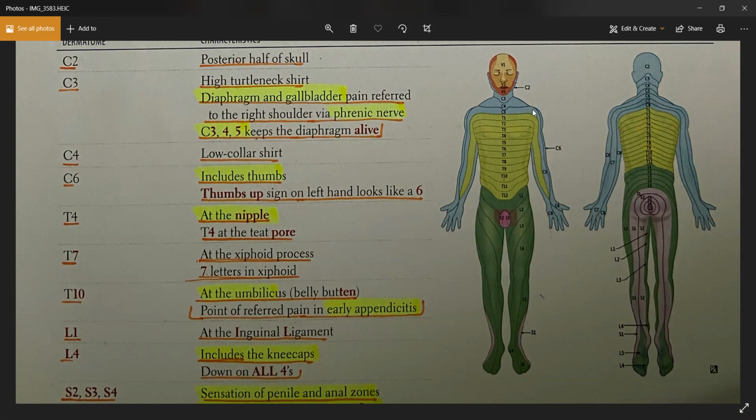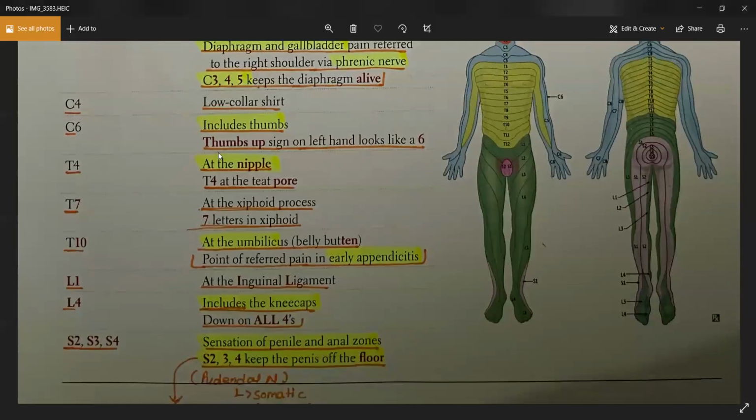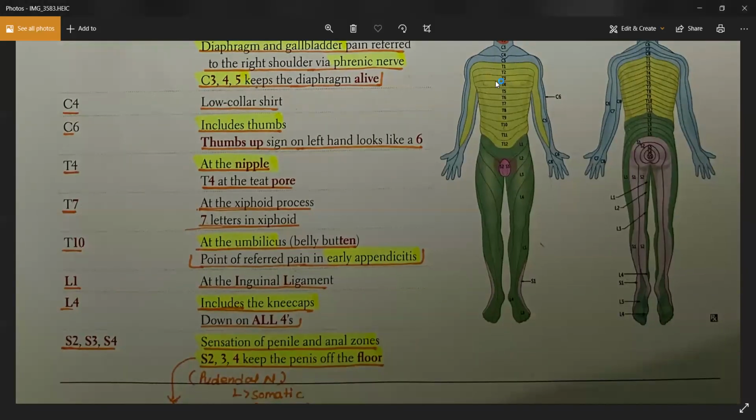So whenever you get irritation of the diaphragm, or irritation of the pericardium, the pain always refers to your shoulder and to your arm and then to your neck and jaw, right? Because of these dermatomal distributions. C6 for the thumb, T4 at the nipples, as you can see. And T4 is basically the dermatome, or you can say the spine level, where your trachea divides into the two major bronchi, the T4 level.